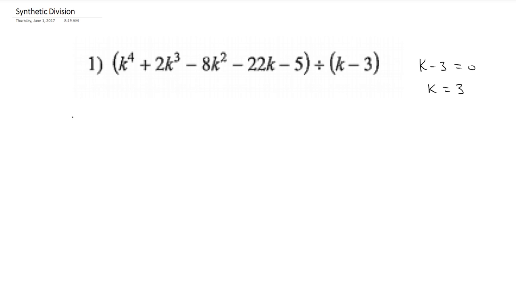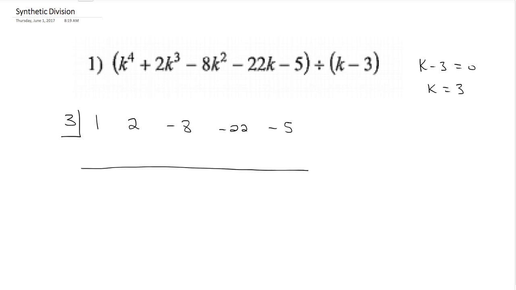So I'm actually going to divide everything by 3. I'll put a little 3 here on the outside. And what I'm going to do is write all the coefficients in front of my variables. So k to the fourth is really 1 k to the fourth. K to the third has a positive 2. K squared has negative 8. K has negative 22. And the constant is negative 5. I'm going to draw a line.